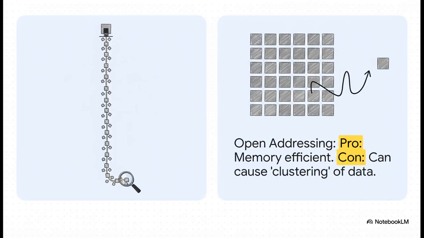Now, as you might guess, each method has its pros and cons. Chaining is pretty simple, but if one of those lists gets really, really long, well, finding something in that list starts to feel like a slow search all over again, which kind of defeats the whole purpose. Open addressing, on the other hand, is better with memory, but it can cause this problem called clustering, where filled slots start to clump together, forcing you to search longer and longer for an empty space.